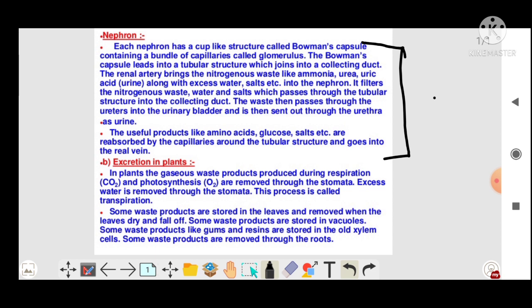Now, excretion in plants. In plants, gaseous waste products produced during respiration, that is carbon dioxide, and during photosynthesis, that is oxygen, are removed through the stomata. Stomata are tiny pores present within the leaves. Excess water is removed through the stomata and this process is called transpiration. You all know what transpiration is. Transpiration is the process by which excess water is removed through stomata.